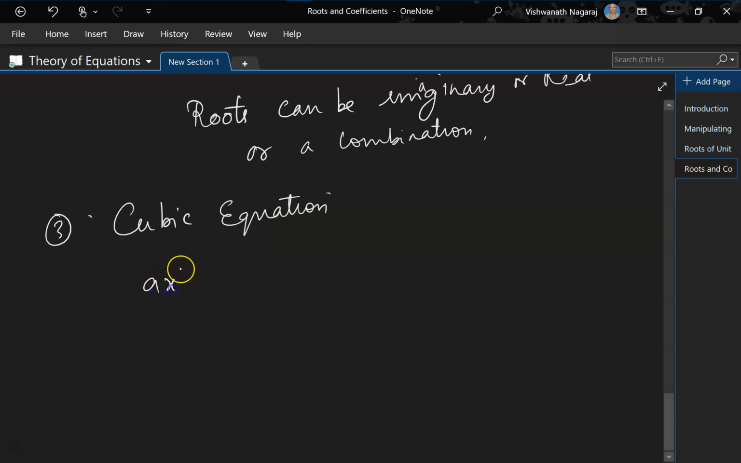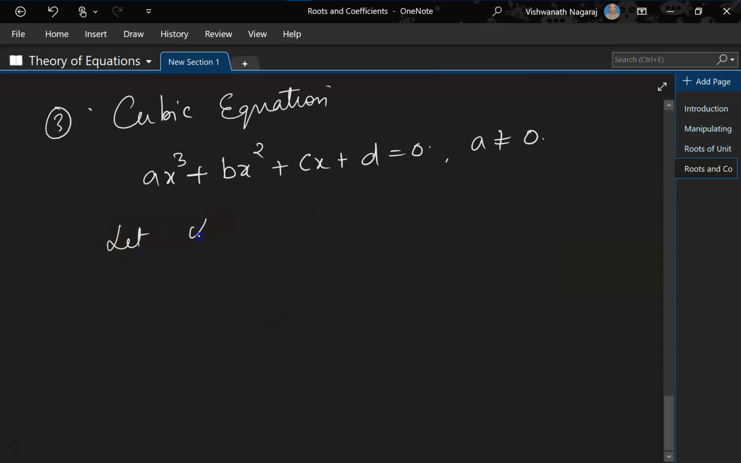So that is ax cube plus bx square plus cx plus d equal to 0. Again, remember here a is not equal to 0. And let's say alpha, beta and gamma are the roots of the equation.